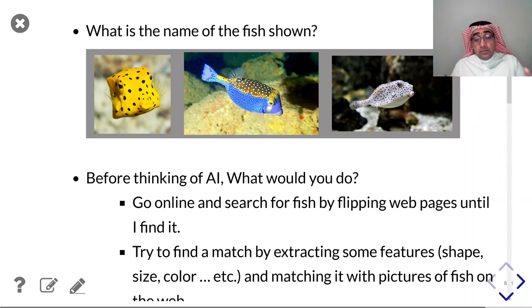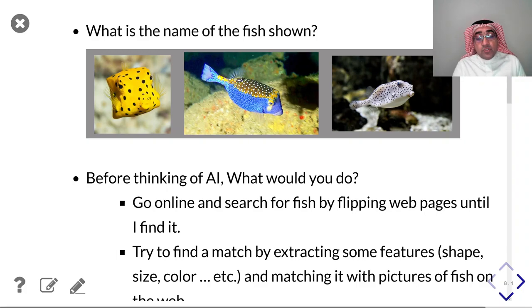We take the picture that we have on the screen, and in the book, for example an encyclopedia, we take the first picture and we compare our fish with it. Most probably it's not going to match. Then we say, no, we didn't get a match, so we flip the page. When we flip the page, we have another picture.